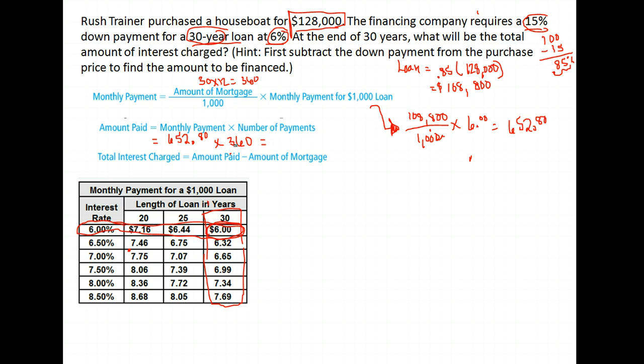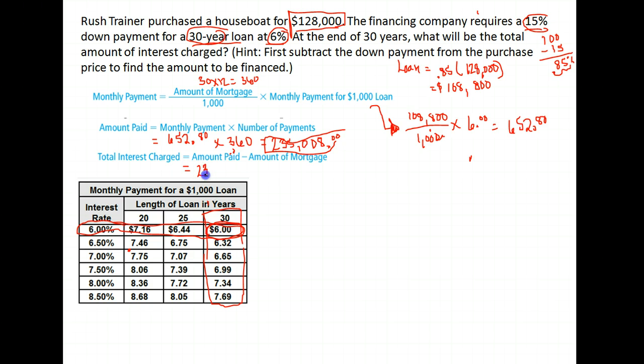So we take our $652.80 times 360 payments, and we get $235,008. Whoops, $235,008 is the amount he's going to pay total. We can now use that to find out how much of that was interest.